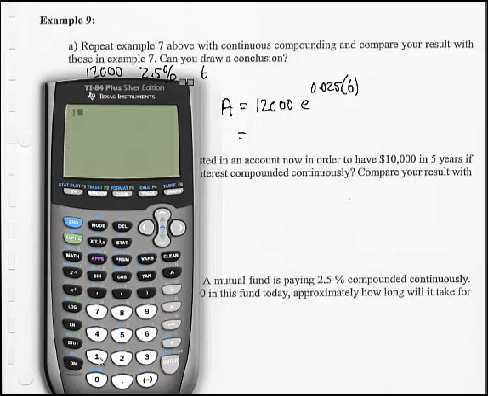So $12,000 in my calculator. Second LN button for the natural exponential e, 0.025 times 6, enter, 13,942.